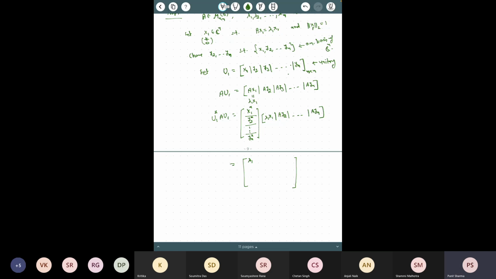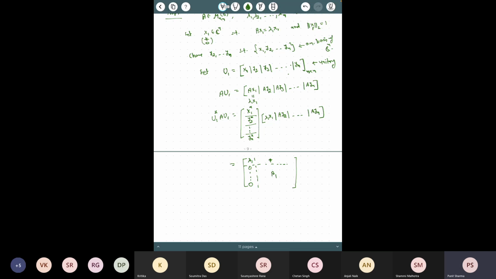But then the second entry in the first column would be lambda1 times y2 star x1, but y2 and x1 are orthonormal, so it would be 0, and so on. The other entries would be 0. So this would be the first column. The other columns we don't know yet, so there would be some entries in the first row after 2 to n, and this would be some n-1 cross n-1 matrix.